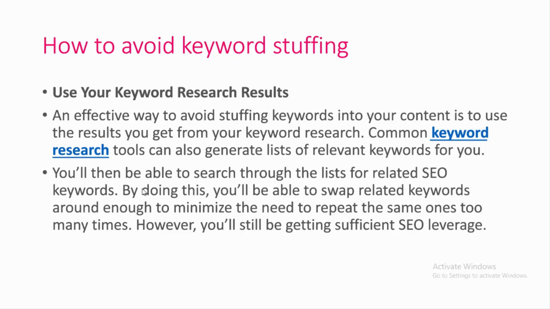So what it tells you is that you have to use more than one keyword in order to get it ranked properly. So find those keywords and write those keywords in a content. I'm going to show you how you can use those keywords instead of targeting one keyword. By doing this, you'll be able to swap related keywords around enough to minimize the need to repeat the same ones too many times. However, you'll still be getting sufficient SEO leverage.